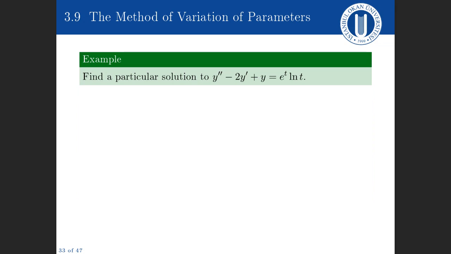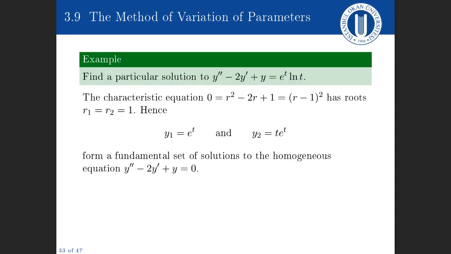So, for example, find a particular solution to y double prime minus 2y prime plus y is equal to e to the power t ln t. This is the example that we just did, but now we're going to solve this using the theorem. First, we need a fundamental set of solutions to the homogeneous equation. So we write down the characteristic equation, we find the roots, and then we find that e to the power t and t e to the power t form a fundamental set of solutions to the homogeneous equation.